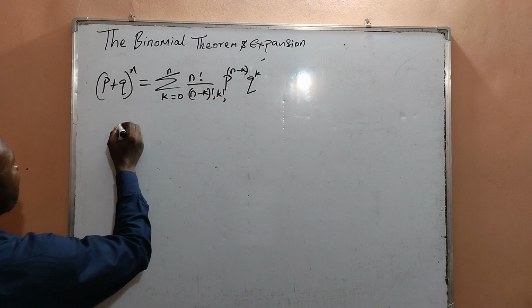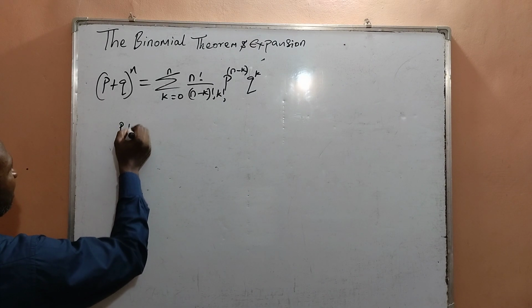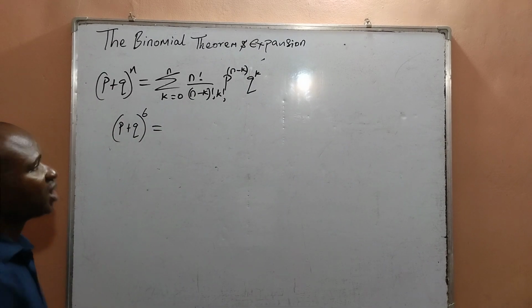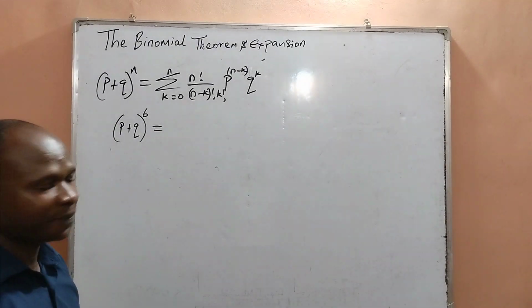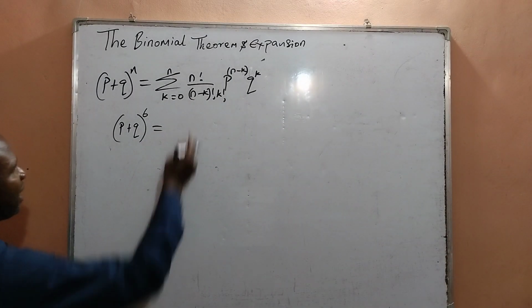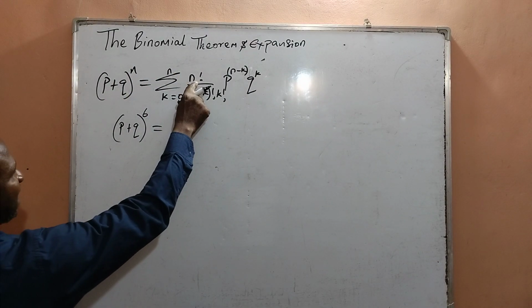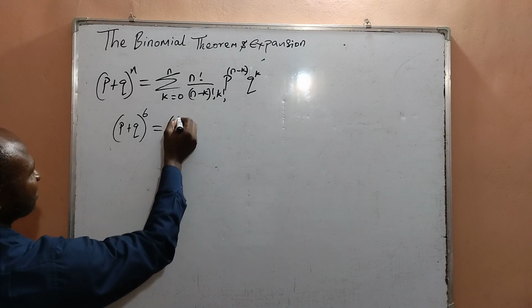So in this case, let it be (p + q) raised to the power 6. We want to expand this using this formula. How do we go? We begin. n is the highest power. As you can see in the given question, n is the highest power. So I'm going to write 6 factorial.